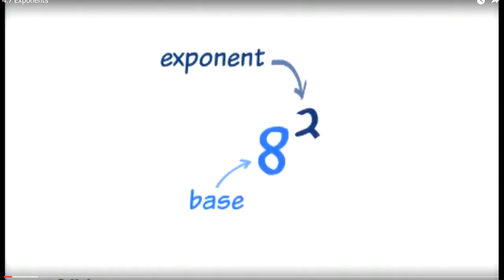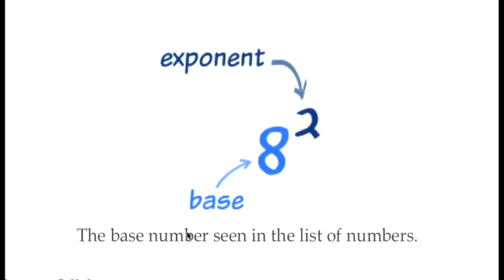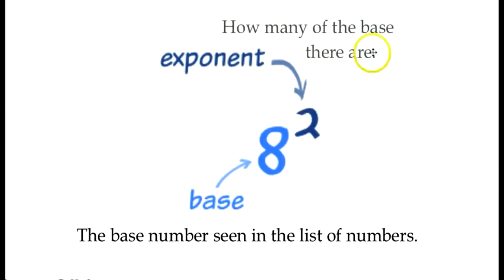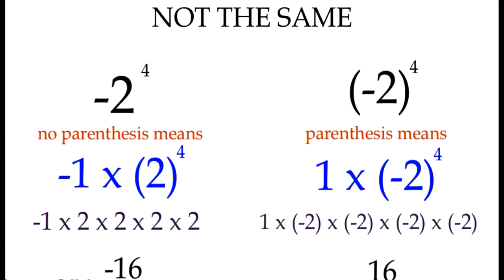So here is an example of 8 squared. 8 is the base, and the base is the number seen in the list of numbers. So if we had 8 times 8, that would be the base number in the list. And the exponent is 2, and that's how many of the base there are. You need to take note of this.